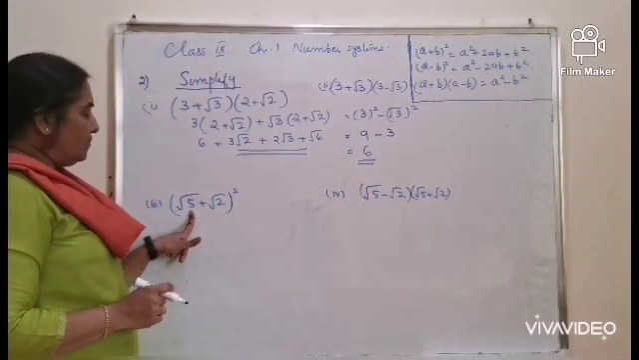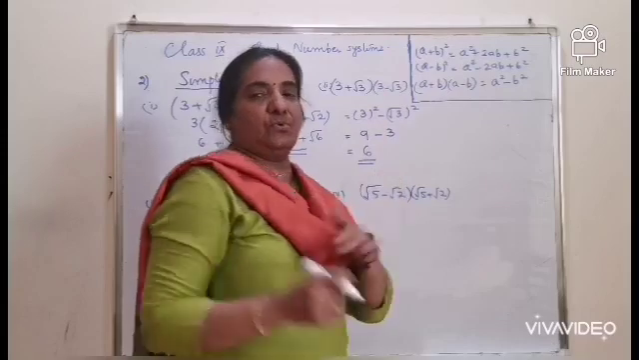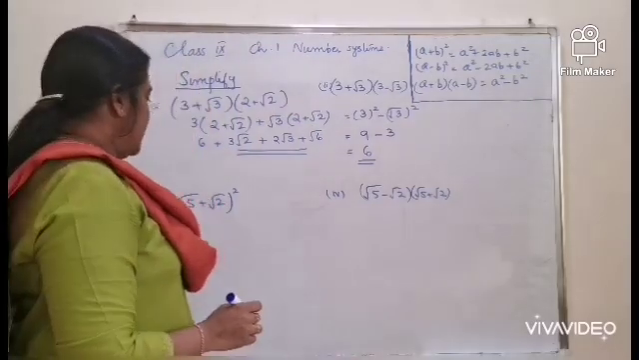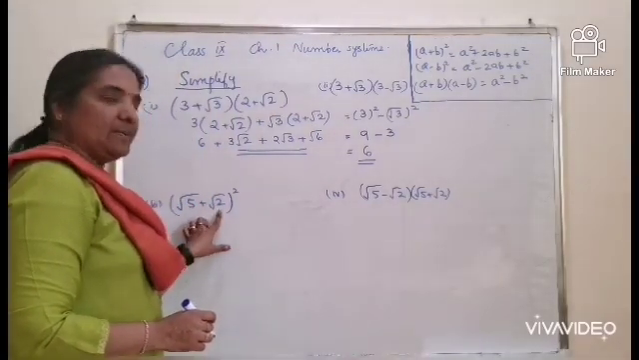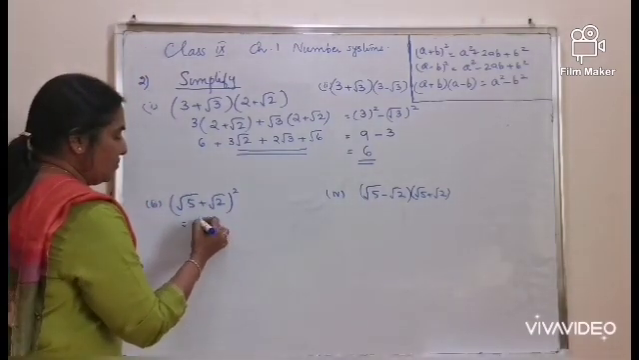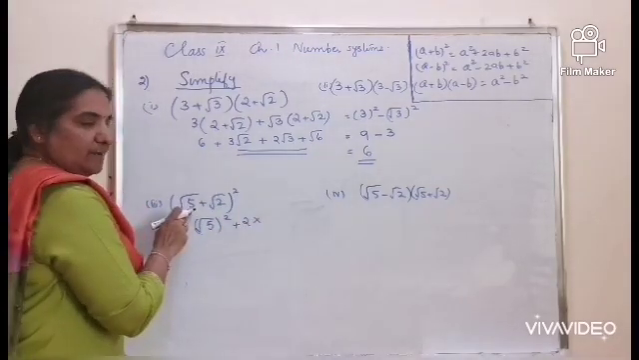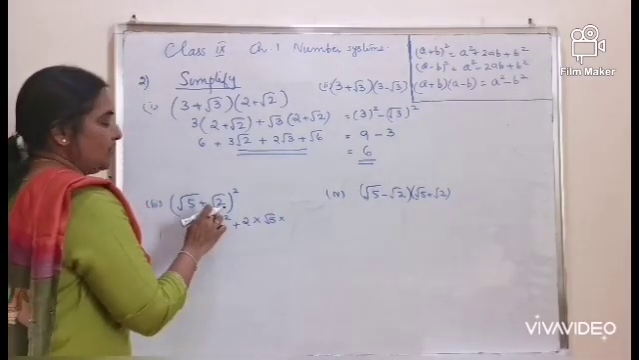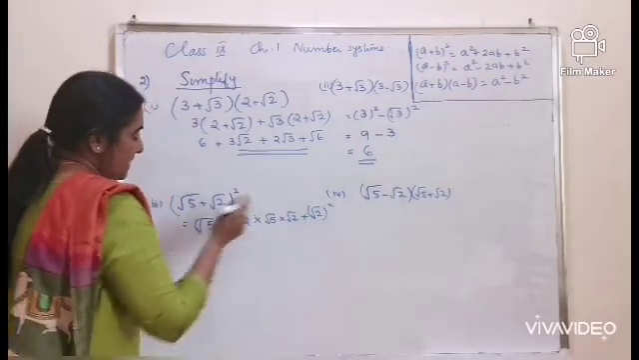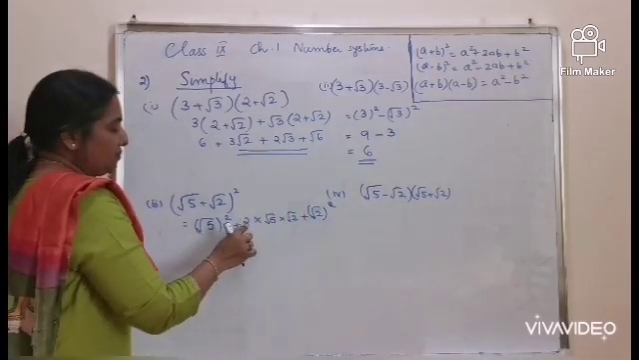Third question. Root 5 plus root 2 the whole square is similar to a plus b the whole square, a square plus 2ab plus b square. Your a takes the value root 5. B takes the value root 2. The expansion is root 5 the whole square plus 2 into square root 5 into square root 2 plus square root 2 the whole square.